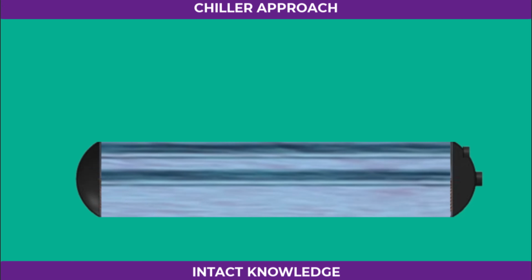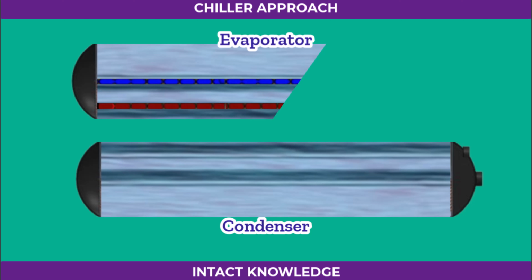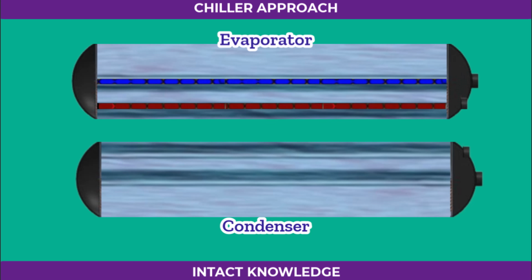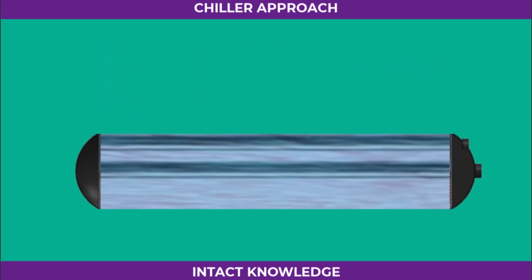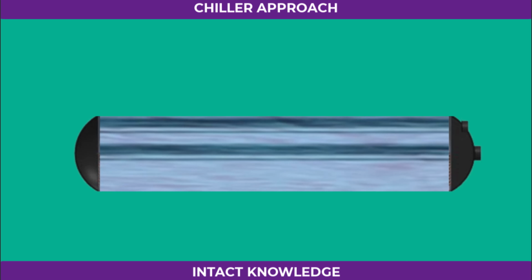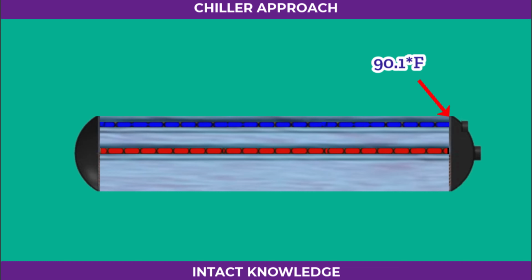Now, let's move on to the condenser's approach value. After the refrigerant absorbs heat from the evaporator water, it becomes vapor and travels to the condenser through the compressor. In the evaporator, coils are located at the bottom, while in the condenser, they're positioned at the top. Cooling tower water flows through these condenser coils. When entering, its temperature is around 90.1 degrees Fahrenheit.